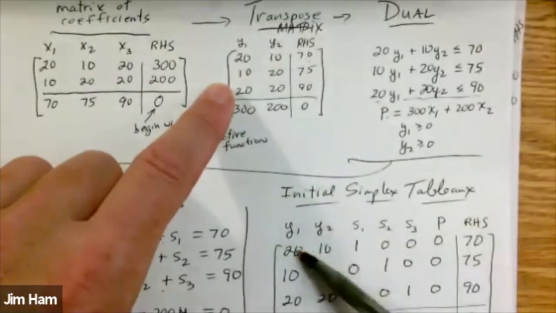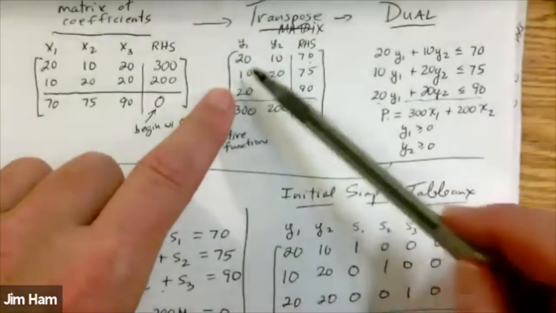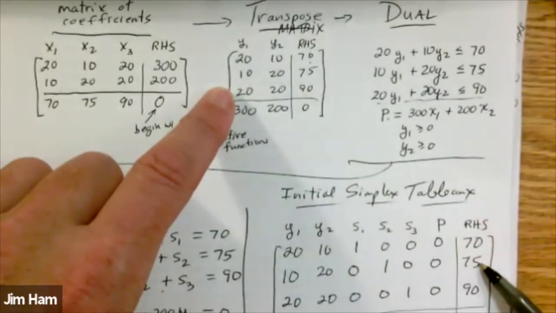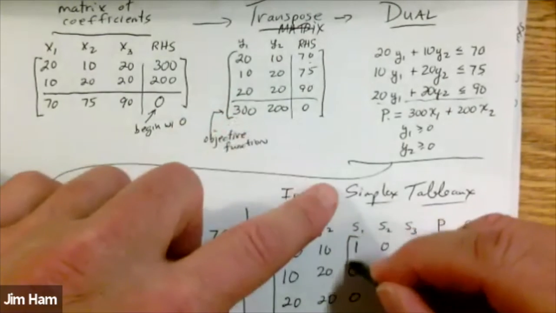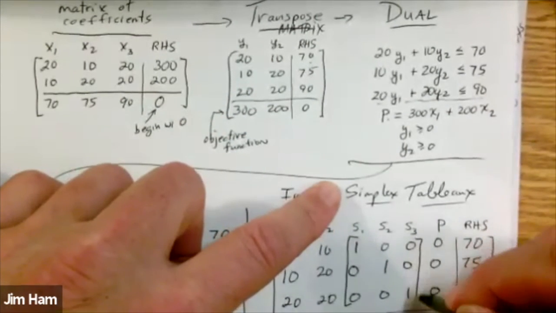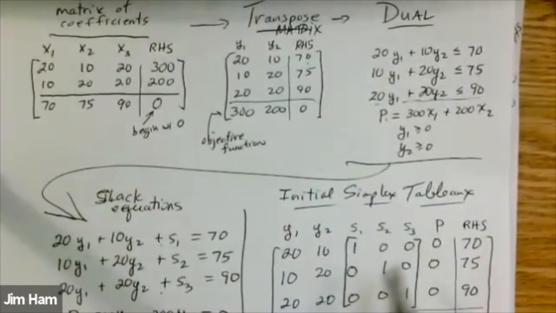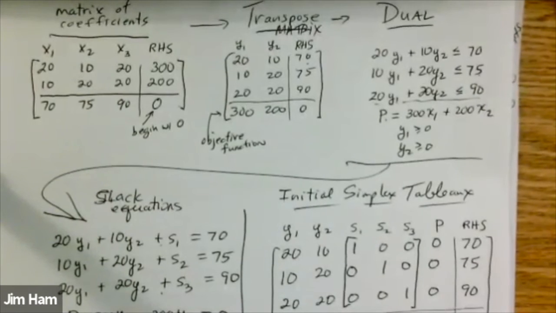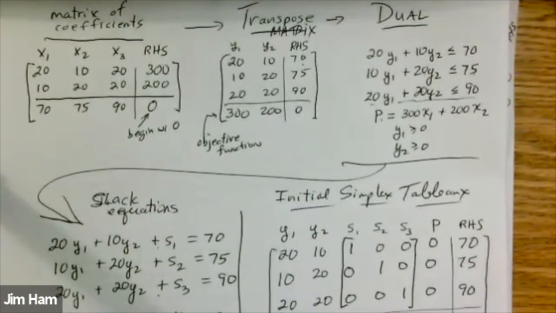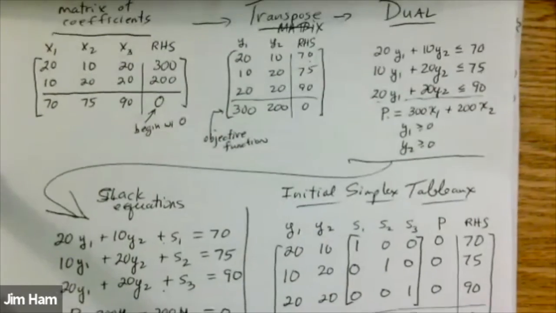20, 10, 70, 10, 20, 75, 20, 20, 90. These positive numbers become negative numbers. The other thing to look for is that you have the identity matrix right here: 1, 0, 0, 0, 1, 0, 0, 0, 1, and all zeros down here. So x1, x2, and x3 begin at 0. And after we do some elementary row operations, that's going to change a little bit.